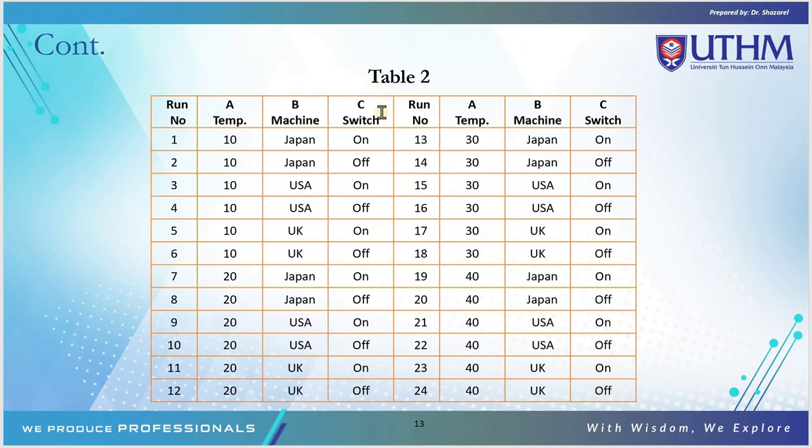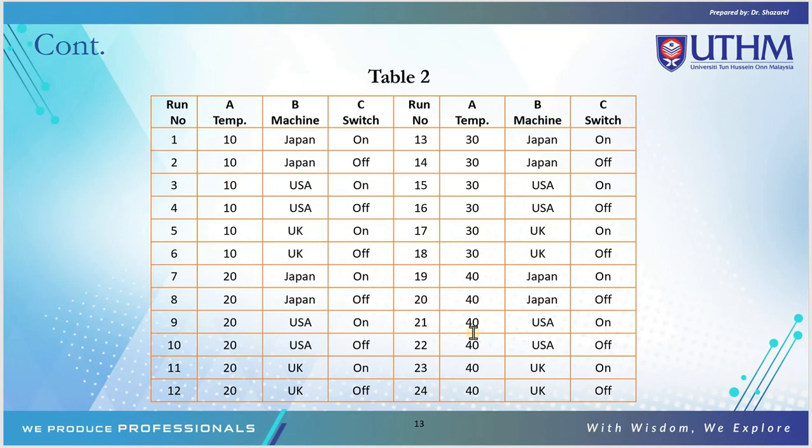So, and then we have the third factor, which is the switch. There are 24 runs, so 1 to 12, 13 to 24. Okay, so it should be split here into 2 tables, because it continues here, 1 to 24. 3 types of factors. And then when we look at the temperature, there are 10, 20, 30 and 40.